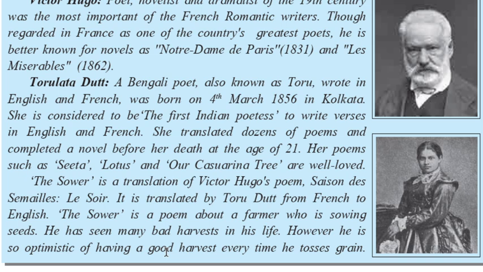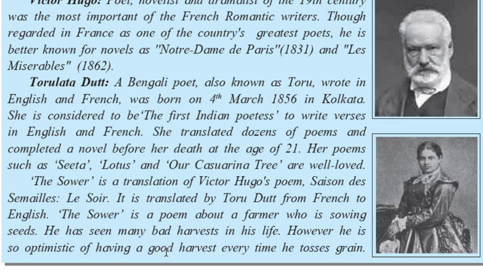She is considered to be the first Indian poetess to write verses in English. Verses means what? Which doesn't have any rhyme scheme or rhyming pair. Okay, it is called verse. In English and French, she translated a dozen poems and completed a novel before her death at the age of 21. Her poems such as Sita, Lotus and Casuarina Tree are well loved.